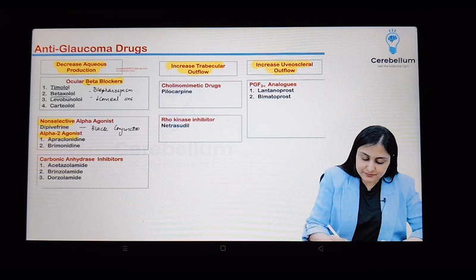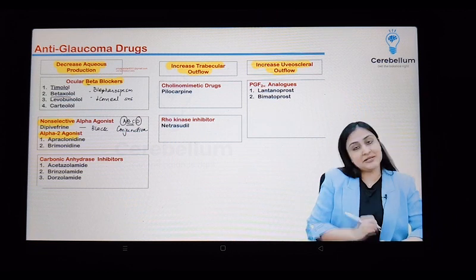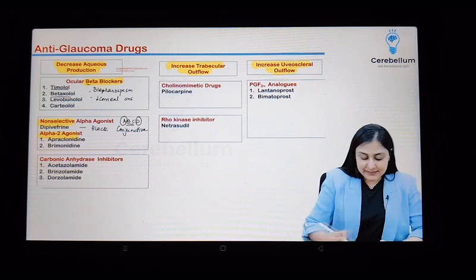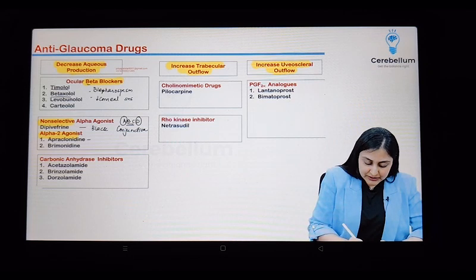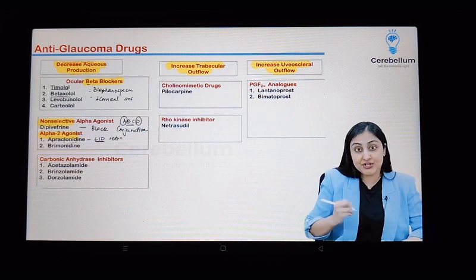How do you want to remember this? It produces black conjunctiva. You can remember it as A, B, C, D: black conjunctiva, alpha agonist, dipivefrin. Alright, so this is ABCD. Apraclonidine, you want to remember there is lid in the name, apraclonidine. So this causes lid or eyelid retraction.